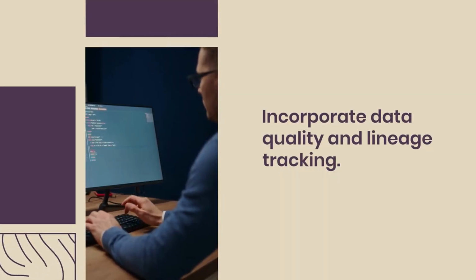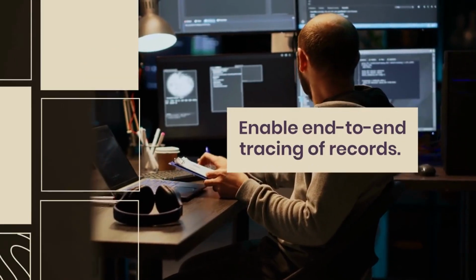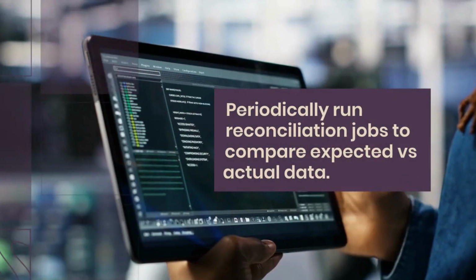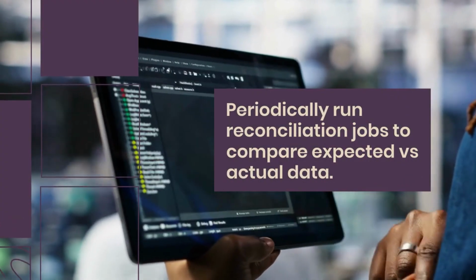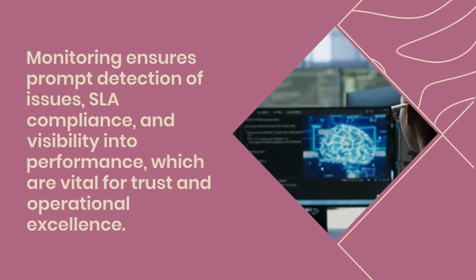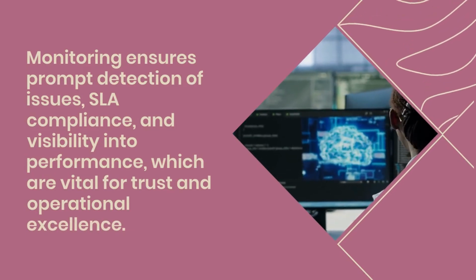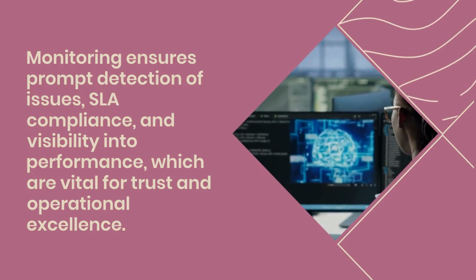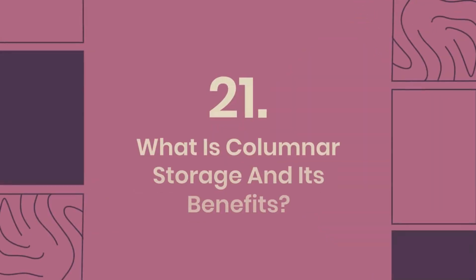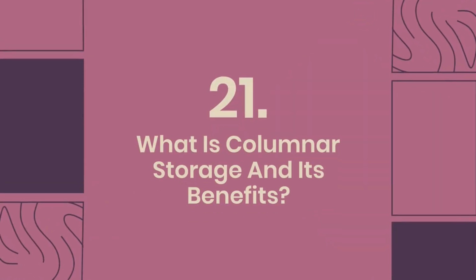Incorporate data quality and lineage tracking. Enable end-to-end tracing of records. Periodically run reconciliation jobs to compare expected vs actual data. Monitoring ensures prompt detection of issues, SLA compliance, and visibility into performance, which are vital for trust and operational excellence. 21. What is columnar storage and its benefits?